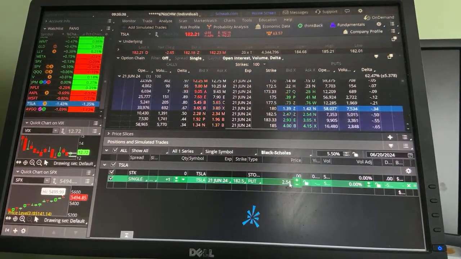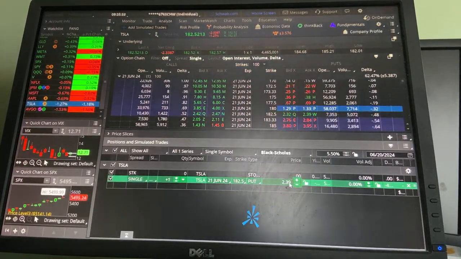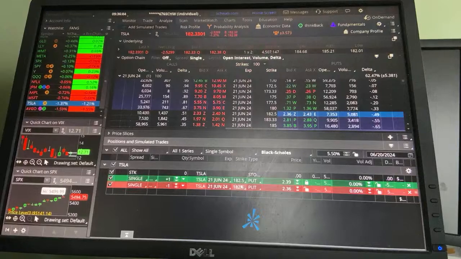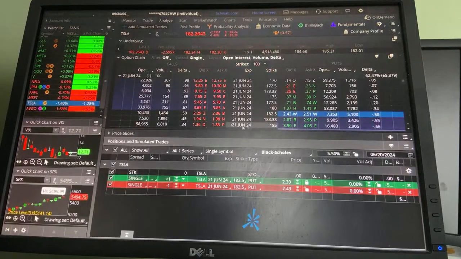All right, Meta. So far, no follow through on Meta. So we pick up these 182.50 strike puts on Tesla. So long put is going to be bearish. All right, so I just picked these up. Got a 239 fill on these for the 182.50 strike.